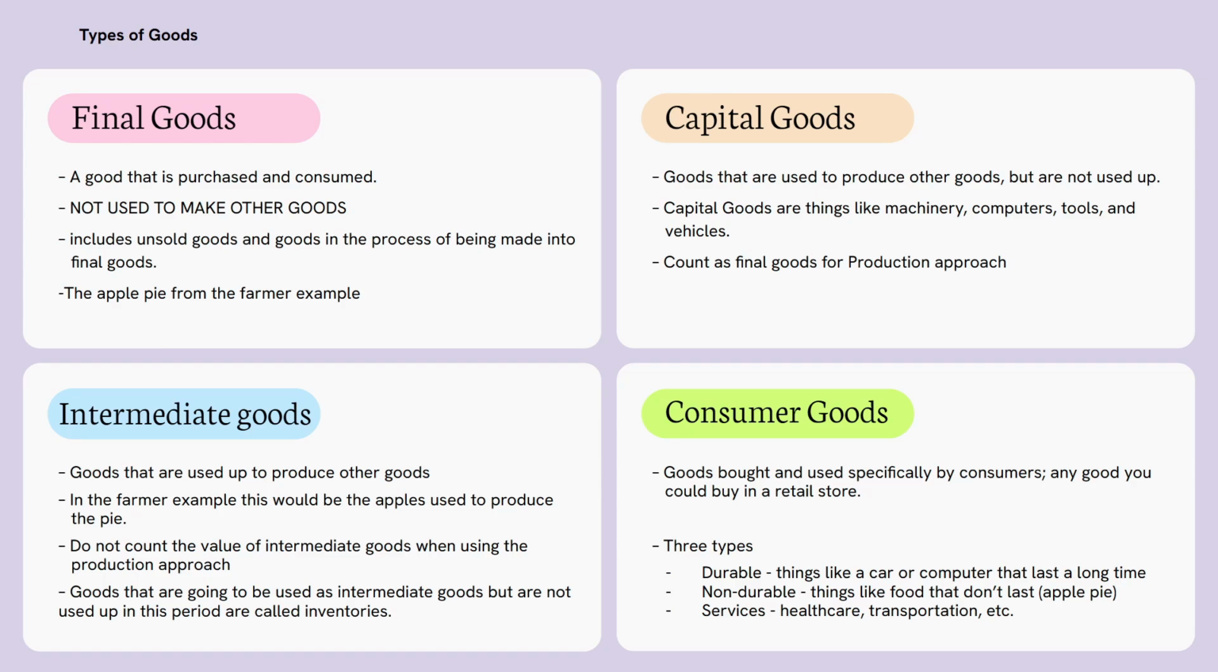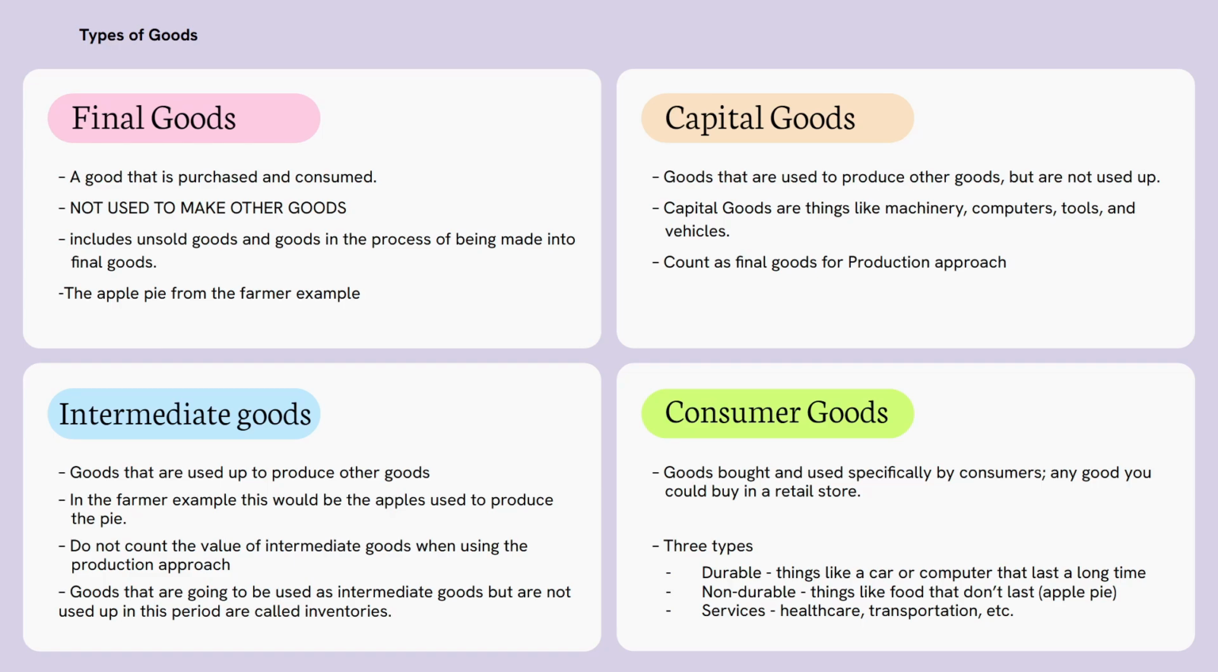And the last thing we're going to talk about, which comes in more important when we talk about savings and wealth, are consumer goods. And so consumer goods are specifically anything that you or I could buy in the store. So all consumer goods are final goods, but some final goods, we can't buy in a store. And so there are some final goods that aren't consumer goods.